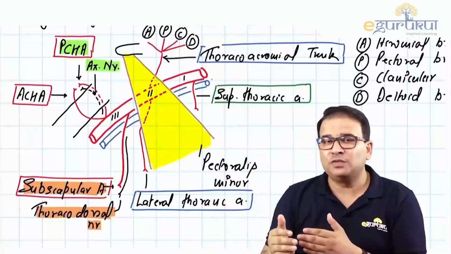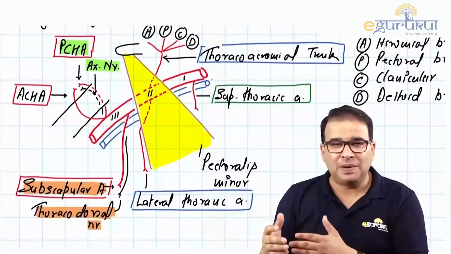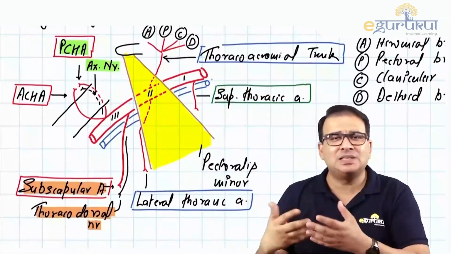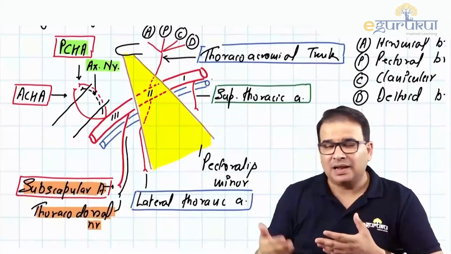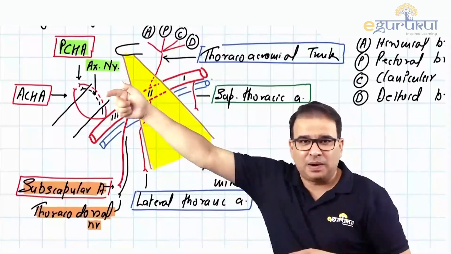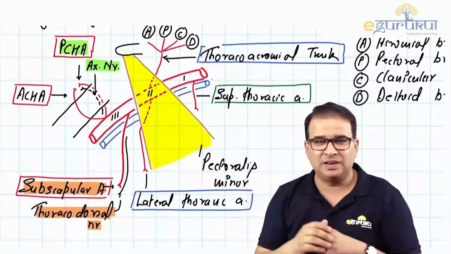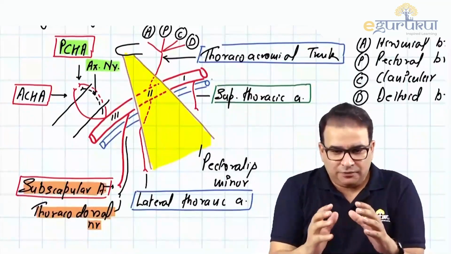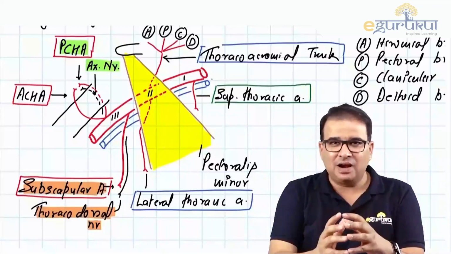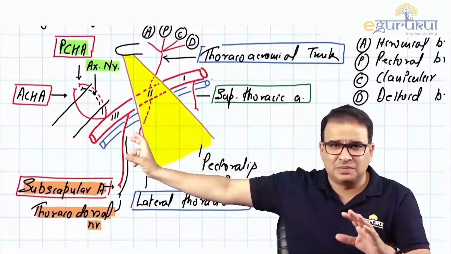The nomenclature of the cord in the brachial plexus is based on the relation to axillary artery only. Like lateral cord of brachial plexus is lateral to this part, medial cord is medial to this part, and posterior cord is posterior to this third part of axillary artery. So guys, if you're thinking about the relation of the axillary artery, third part relations are very, very simple.